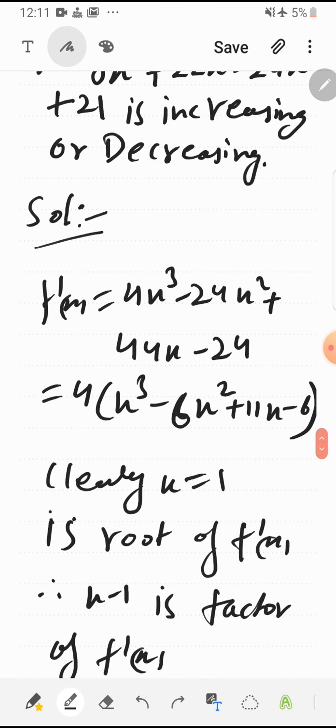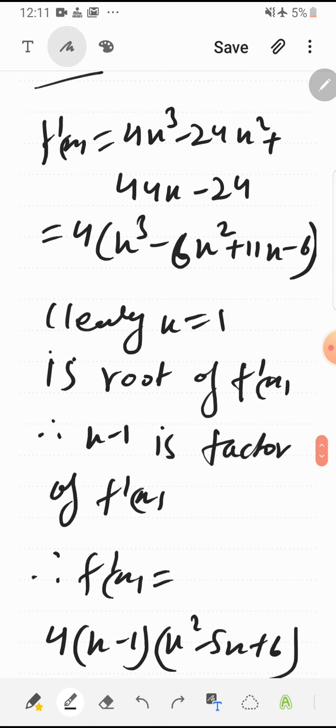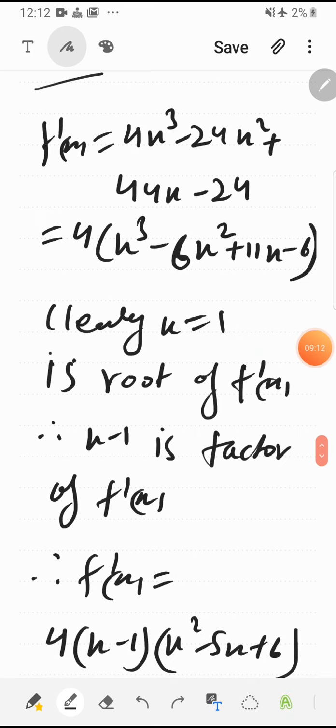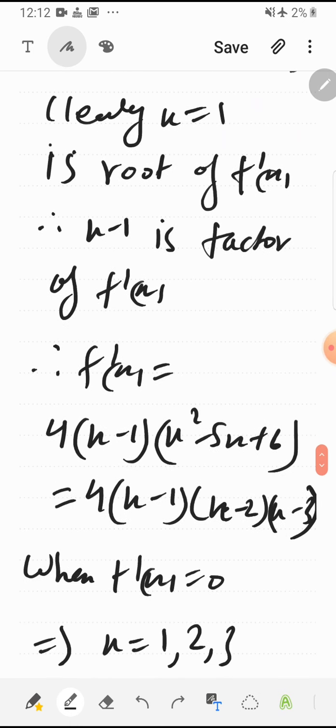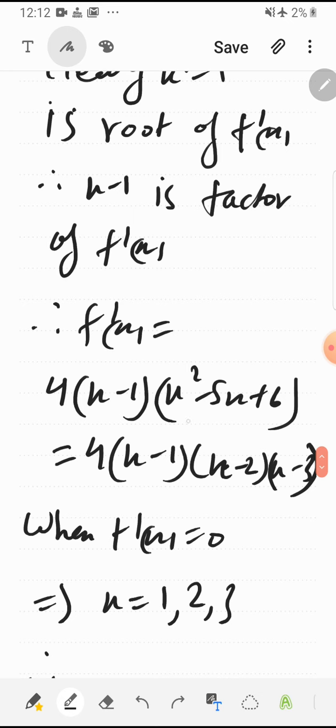So the first step is we take the derivative, then take 4 common, so we get a cubic polynomial. Now by the hit and trial method I am finding one value, which is x equal to 1, which is a root of f dash x. So we can say x minus 1 is a factor of f dash x, so we can divide this polynomial by x minus 1. The quotient is x square minus 5x plus 6, and by middle term splitting we can factorize this also.